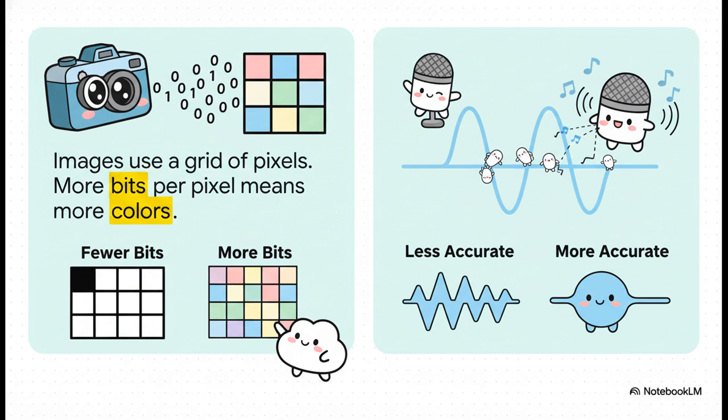Simple enough. But for sound, it's a totally different game. We actually take a rapid-fire snapshot or a sample of the sound wave thousands of times every second, and we record each measurement as a binary number. The more bits you use per sample, the more accurate and higher quality the recording sounds.